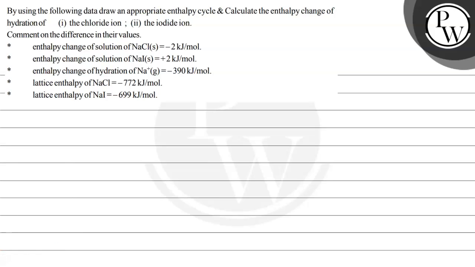So the question says, by using the following data, draw an appropriate enthalpy cycle and calculate the enthalpy change of hydration of the chloride ion and the iodide ion and comment on the difference in their values. So here we are given some enthalpy of solution data and enthalpy change of hydration of sodium plus and lattice enthalpy of NaCl and NaI.